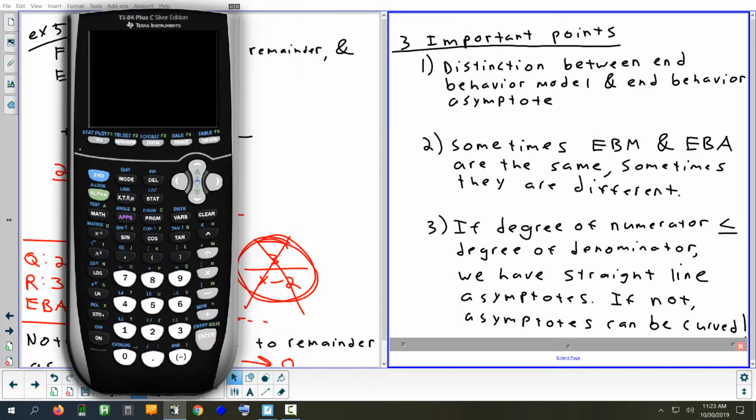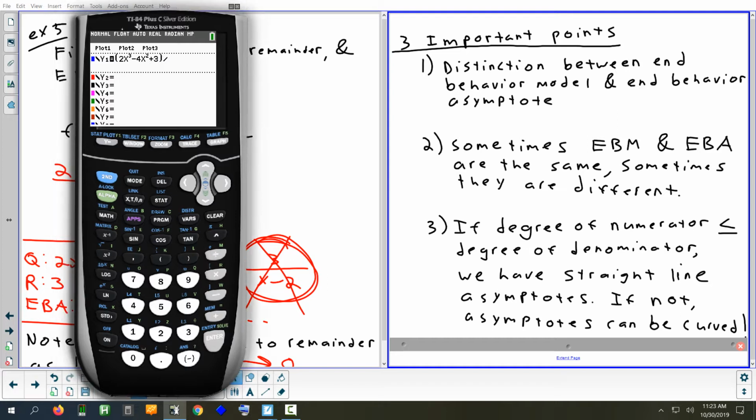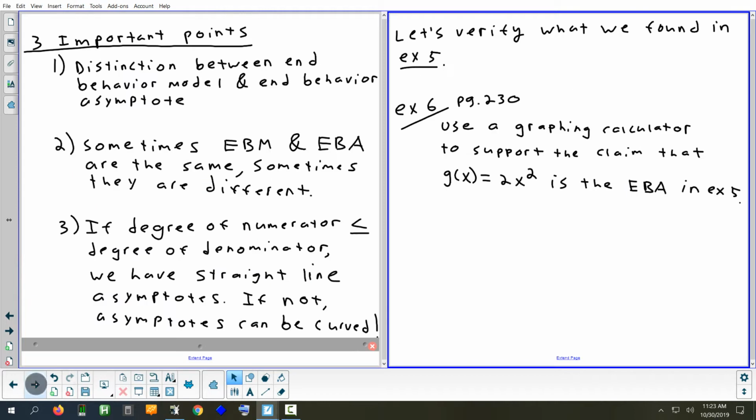2x cubed minus 4x squared plus 3. If you got anything else in there, just get rid of it. So 2x cubed minus 4x squared plus 3. And we're going to divide by x minus 2. Now, in red, I'm going to graph the EBA, 2x squared.